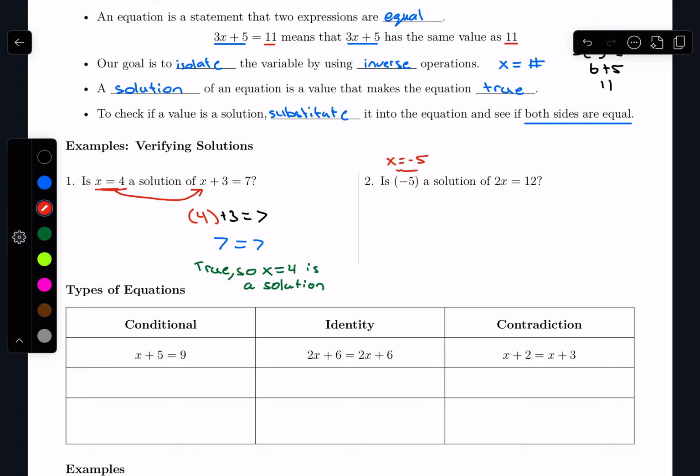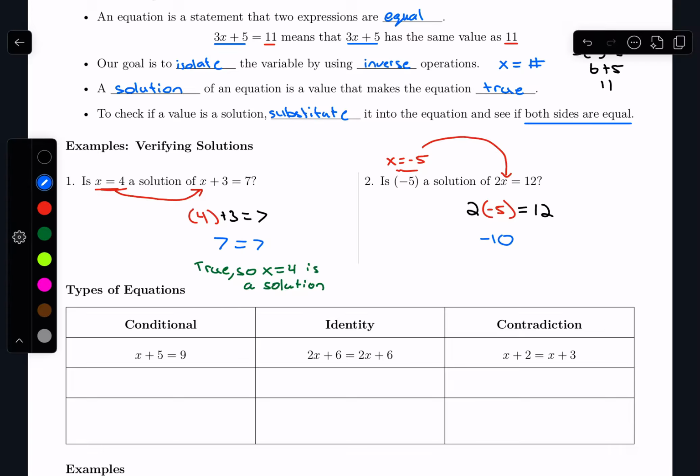Is x equals -5 a solution? So now we're going to take -5, plug it in for the x right there. That is going to give us 2 multiplied by x, okay? 2x is 2 multiplied by x. So I really need these parentheses right now, because if I don't put that -5 in parentheses, it just says 2 minus 5. 2 minus 5 is not what we want. We want to be multiplying 2 times -5, because 2 times -5 is -10. 2 minus 5 is -3.